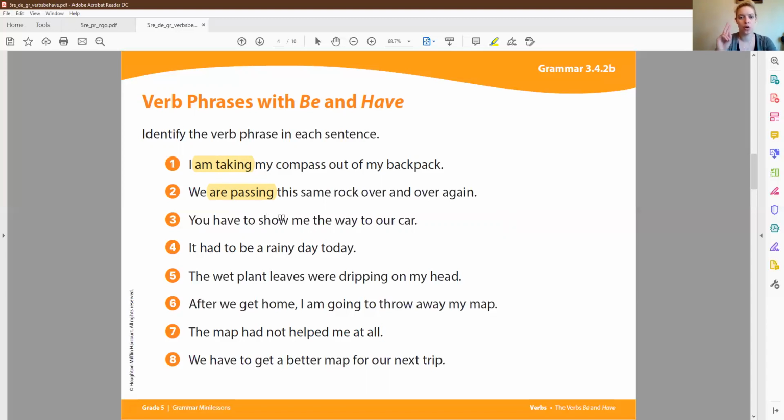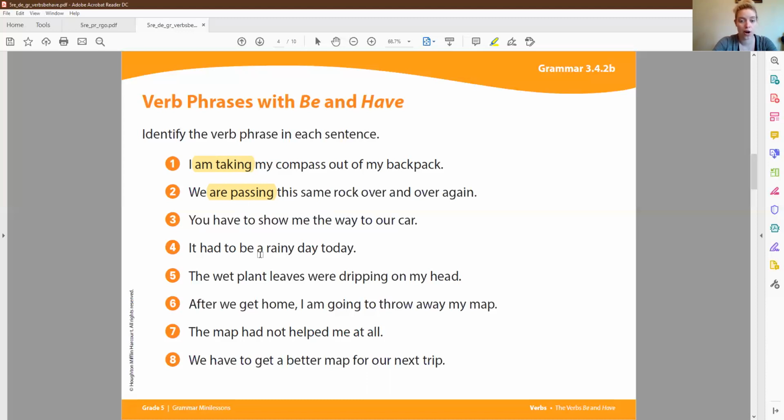Okay, I want to do 3 and 4 together, and then I'm going to have you guys think about the last 4 on your own before we go over them, okay? So for number 3, you have to show me the way to our car. Again, I should be thinking, well, what's the verb? What's the action that's happening in that sentence, okay? You should be thinking that your verb is going to be show.